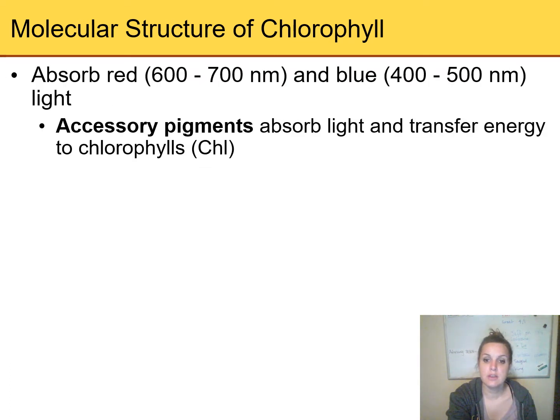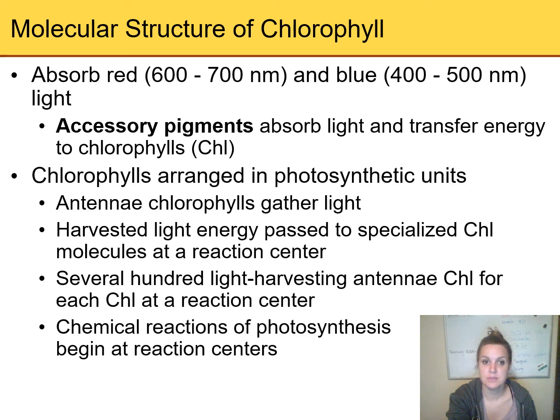So the reason that chlorophyll is green is actually because it absorbs light in the red and blue range. So basically what's happening is green light is transmitted or bouncing back. There are some other accessory pigments in photosynthetic organisms that can absorb light at other wavelengths, but mostly they are going to be chlorophylls. And those accessory pigments are going to transfer the energy to the chlorophylls.